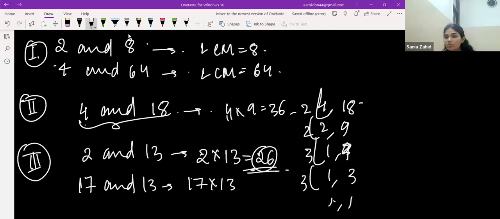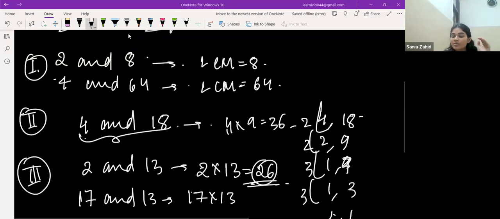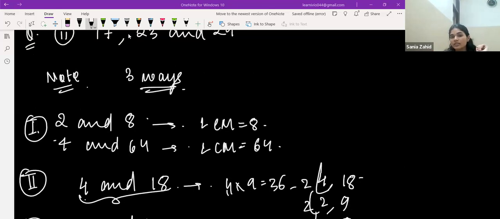So for prime numbers, how do we find the LCM? If all the given numbers are prime numbers, you just multiply those numbers and find the LCM. If the given numbers have a common factor, then what do you do? You do the prime factorization method. And finally, if you have numbers which are divisible by one another, then what do you do? The greater number is the LCM. Will you remember this thing, Umair?